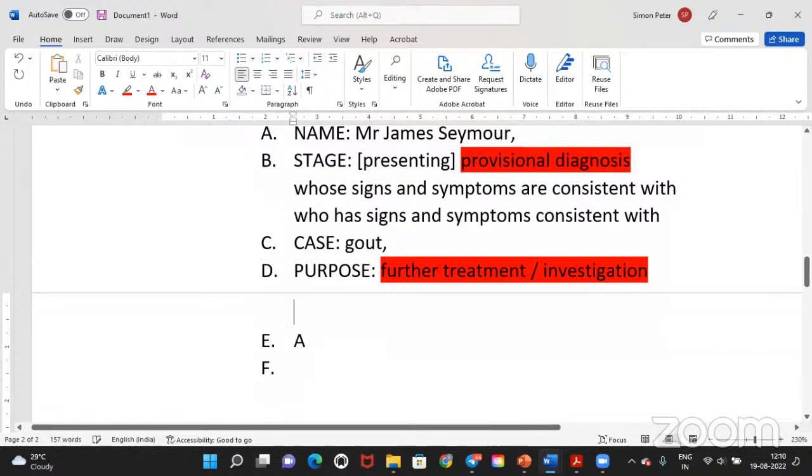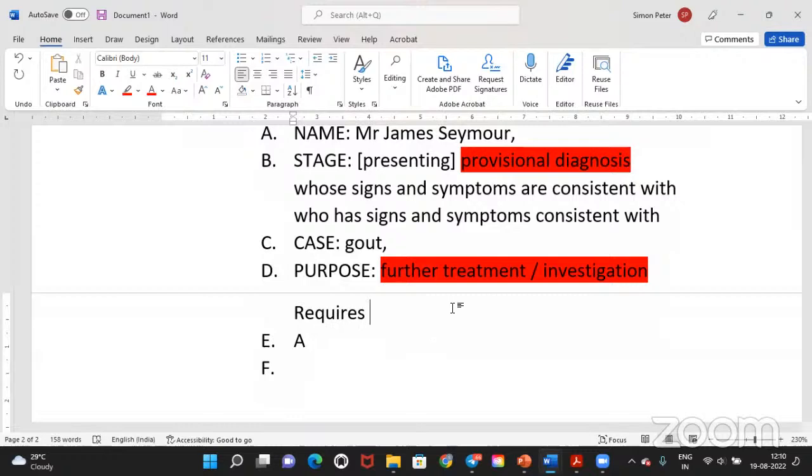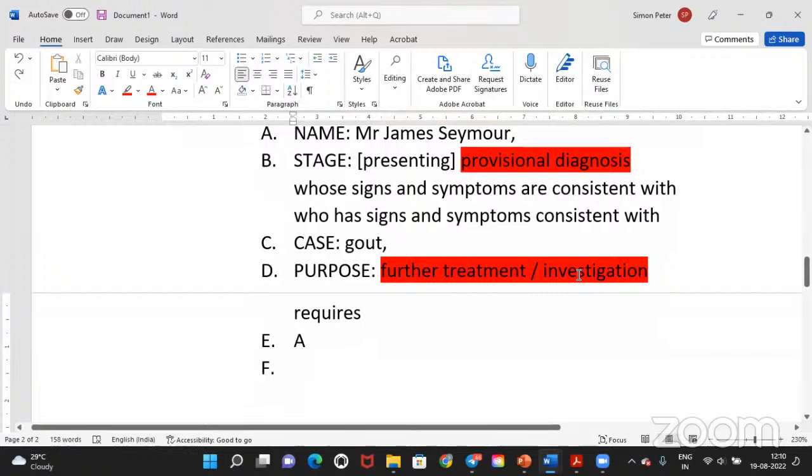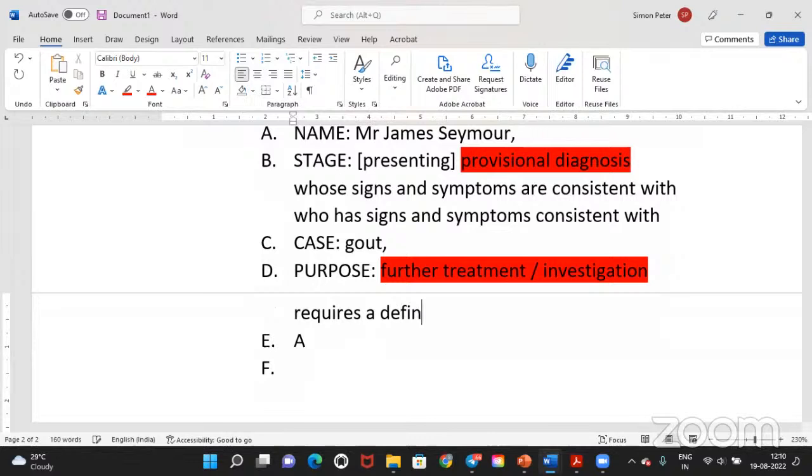So, requires what? Further treatment and investigation. Investigation comes first. Already you investigated and you could not come out, so further investigation should be there. Requires a definitive diagnosis, and further management or appropriate management. Finished. So like this you have to write.